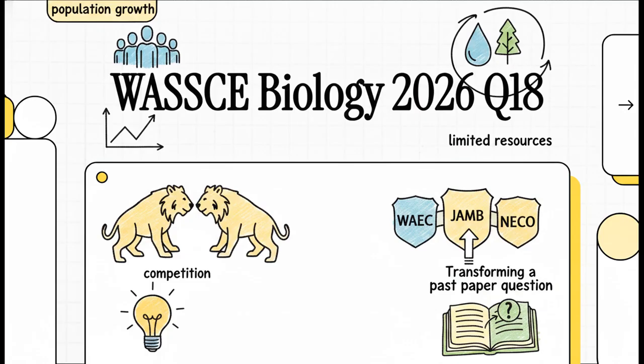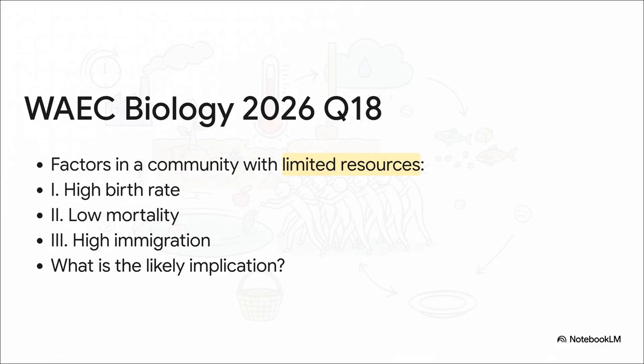Let's get right into it, shall we? All right, so here's the question we're looking at today. It sets the scene with an ecological survey and mentions three prevalent factors in a community: high birth rate, low mortality, and high immigration. Then it asks for the likely implication of these factors.